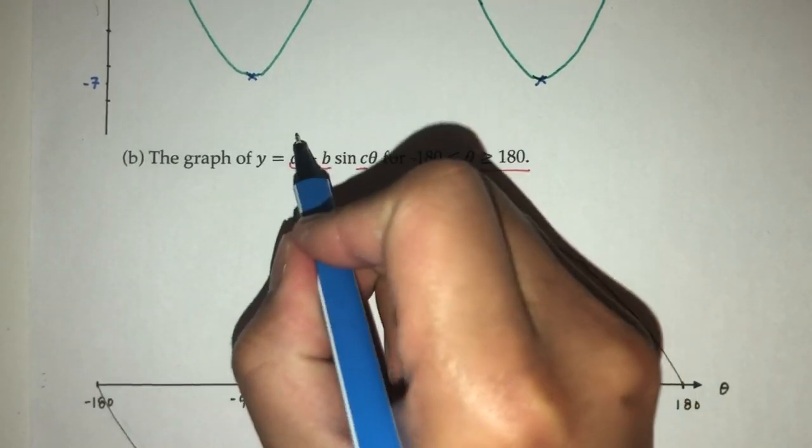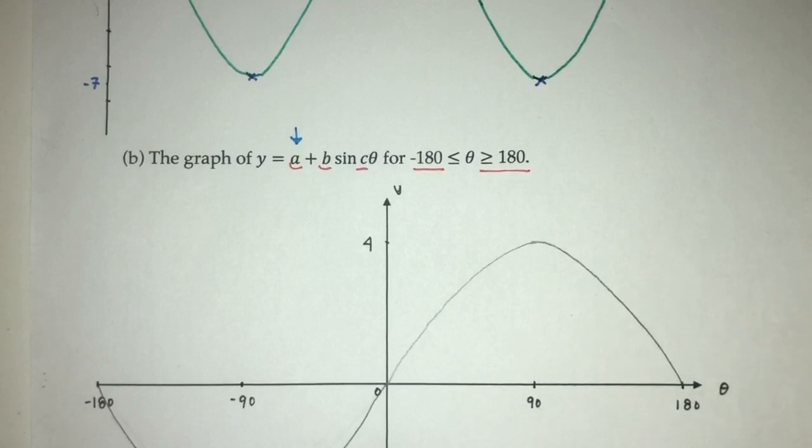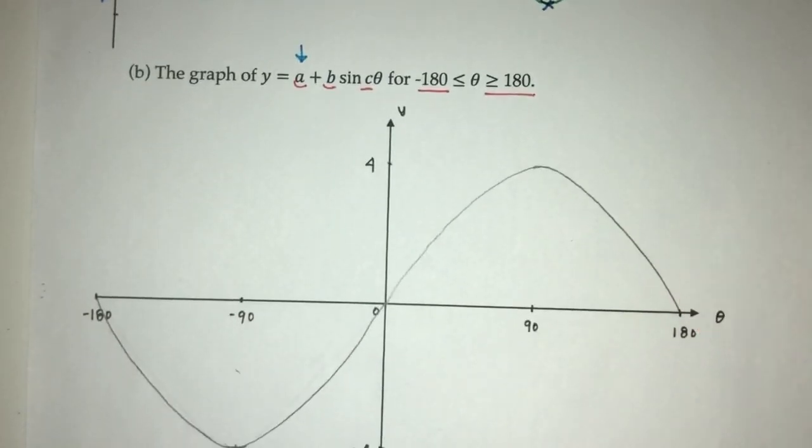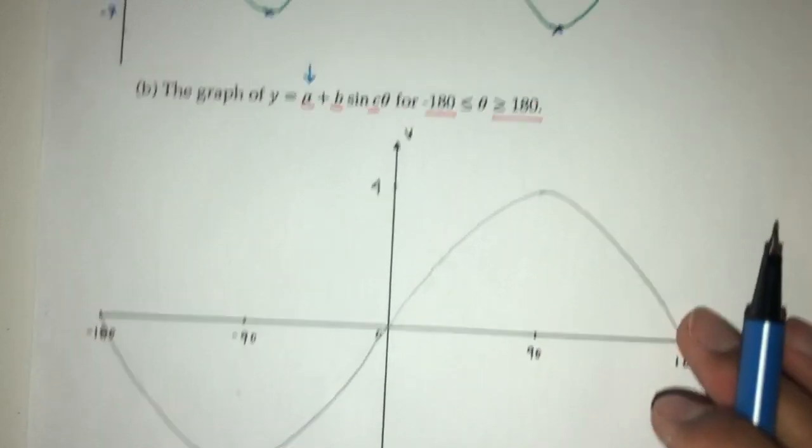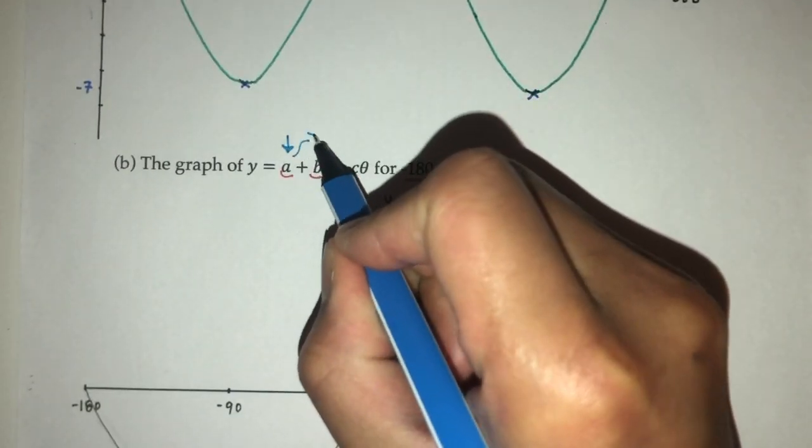Now the value of a is pretty easy. It is the y-intercept. As you can see, where does your curve cut the y-axis? It cuts the y-axis at the point 0, so we understand that the value of a has to be 0.